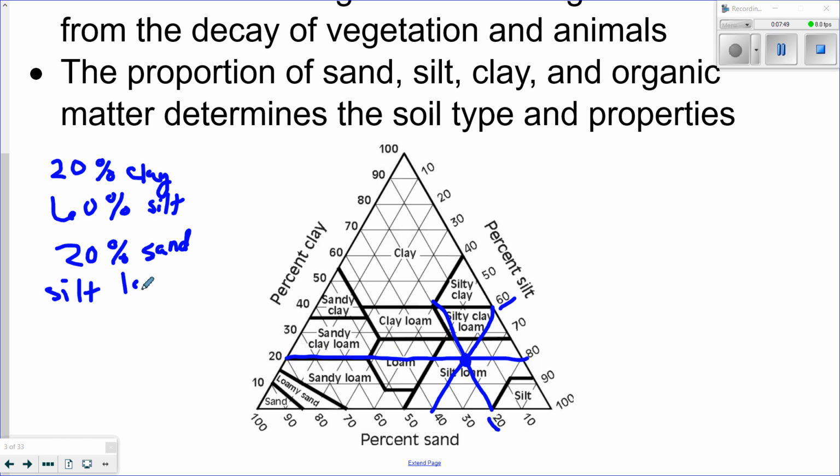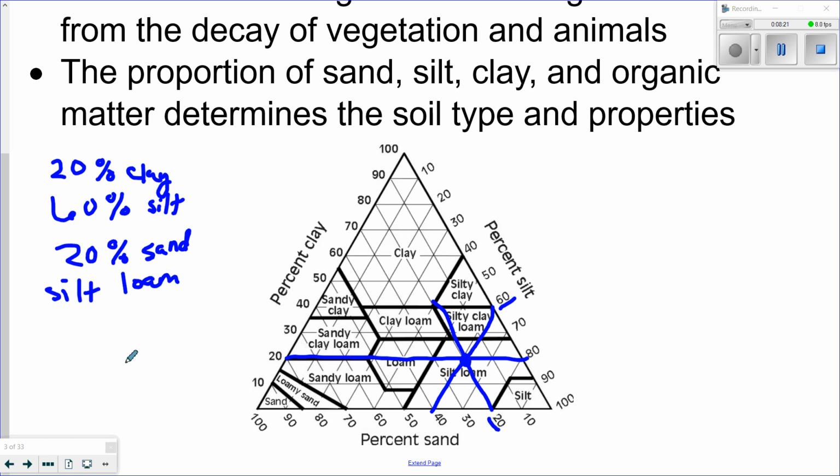So that's how you're going to read a soil triangle. And this is something that you are guaranteed to see on your test. If you look at your unit study guide, there is a soil triangle with some practice problems like that. So sometimes you'll be given all three percentages and it will ask you what type of soil it is. It's possible that it only gives you two of the percentages and you have to find the third percentage.